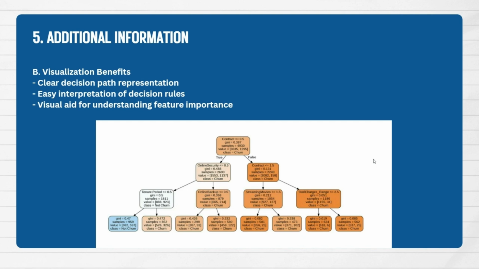And the next is B, visualization benefits. Clear representation of decision paths. Decision tree diagrams provide an overview of how decisions are made from input features to final predictions. The benefit is that it allows easy verification and interpretation of each step in the decision making process, and easy interpretation of decision rules. The decision rules are clearly presented, enabling non-technical users to understand the model without delving into algorithms.